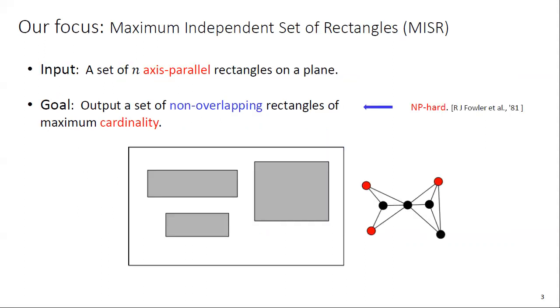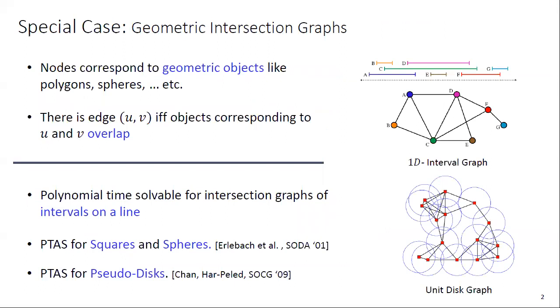So first, maybe I didn't mention, but for many types of intersection graphs, the approximation is well understood. For instance, for intervals, we have a polynomial time algorithm. For squares and spheres and unit disks and even pseudo-disks, which is a kind of generalization of disks, we have PTAS. So the only simple-shaped case for which the approximation is not really well understood is the case of the rectangles.